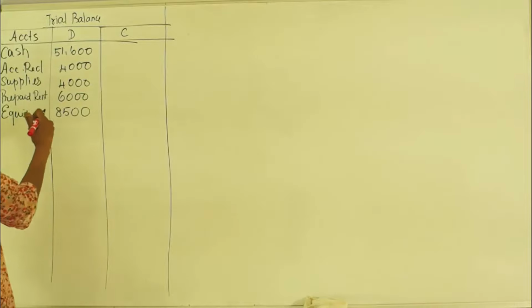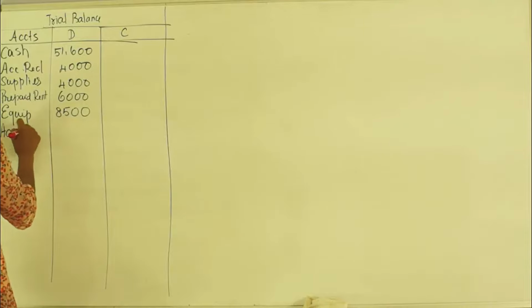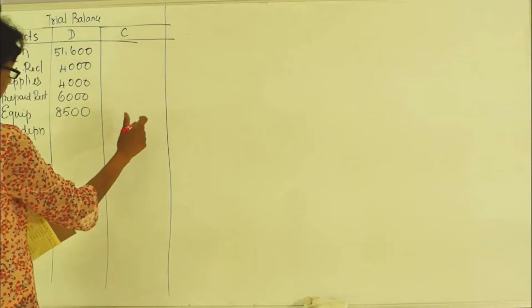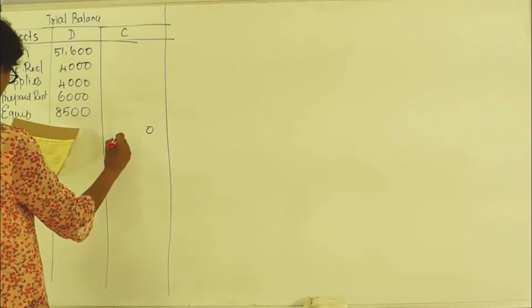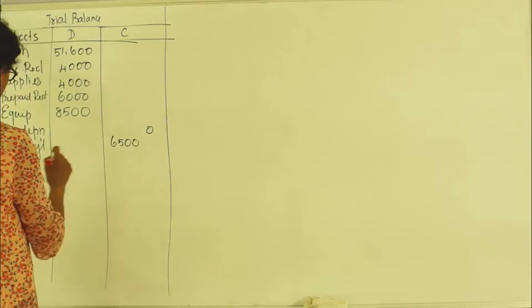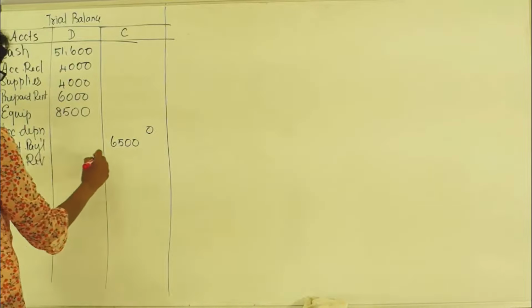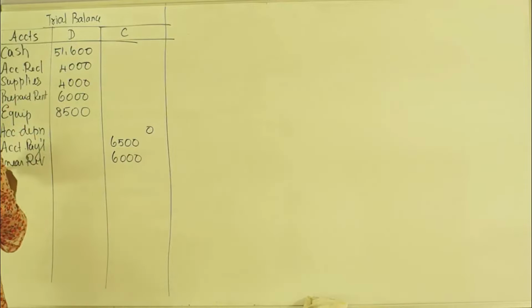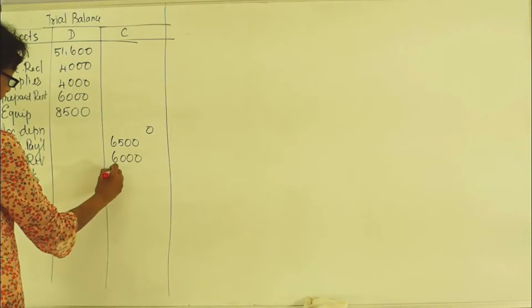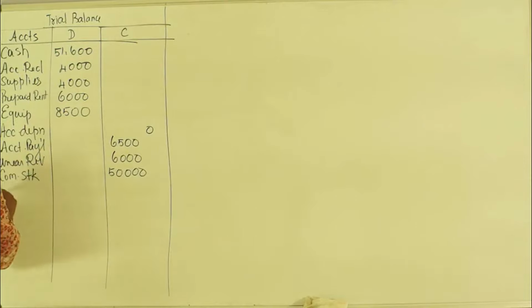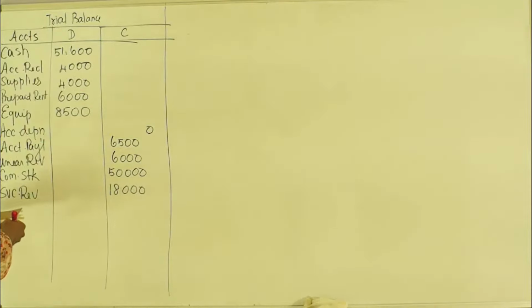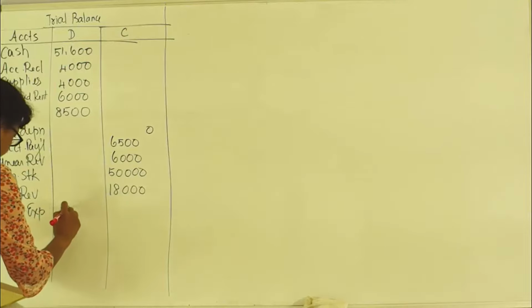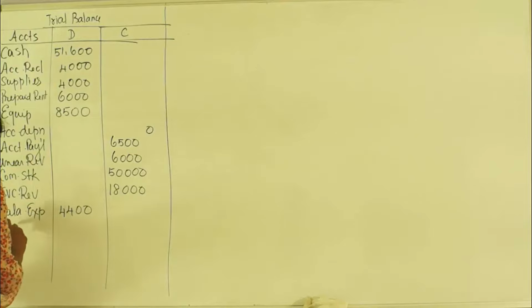And now this equipment is going to have depreciation, so I'm also going to put the accumulated depreciation would be 0, and then accounts payable 6,500, unearned revenue 6,000, common stock 50,000, service revenue 18,000, salary expense 4,400, utility expense 2,000.